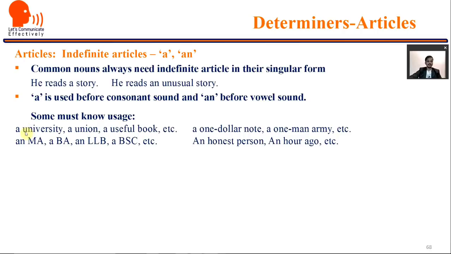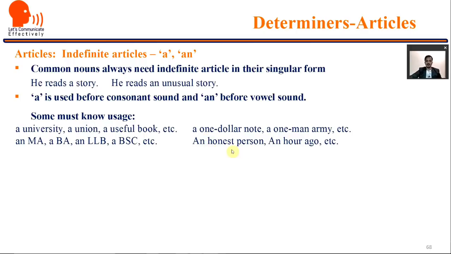So here the letter is U, but the sound is Y. Here the letter is M, and the sound is M. Right. We have been told that there are five vowels in English, A, E, I, O, U, but that is not true. These are the letters which show most of the vowels in English. Actually, there are 20 vowels, 12 pure vowels and 8 diphthongs. We will see about them in phonetics. So when we are using a and an, we have to look at the sound, not the letter.